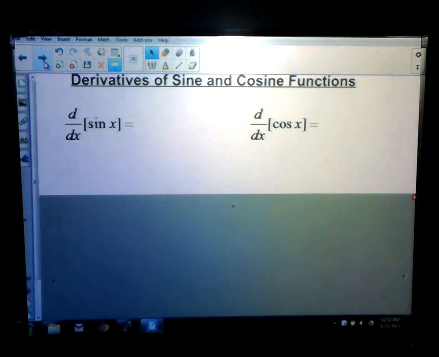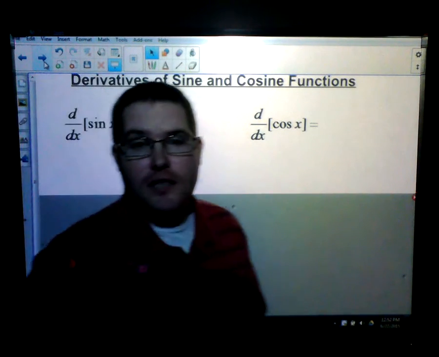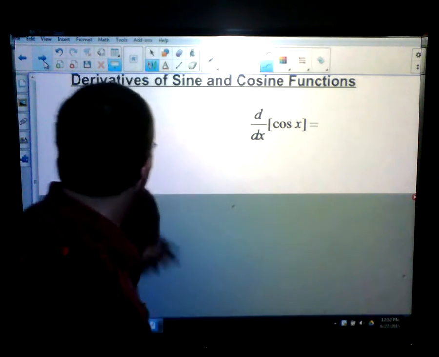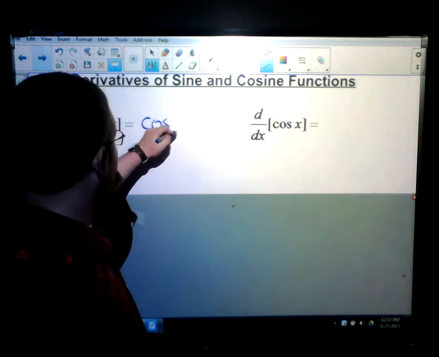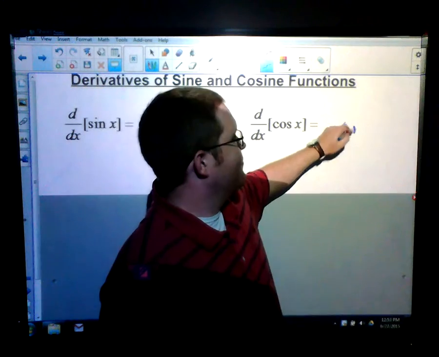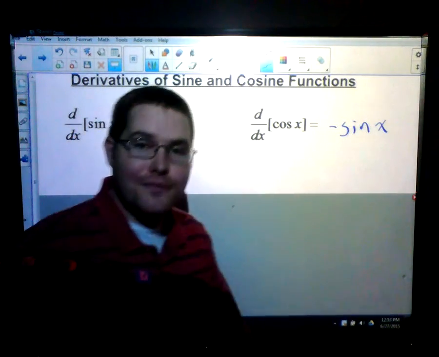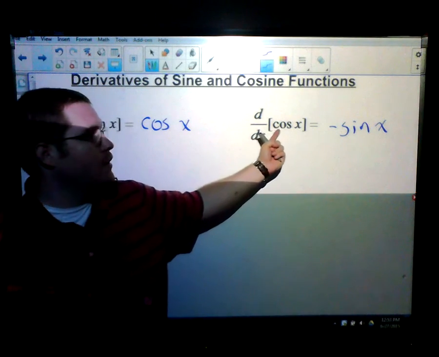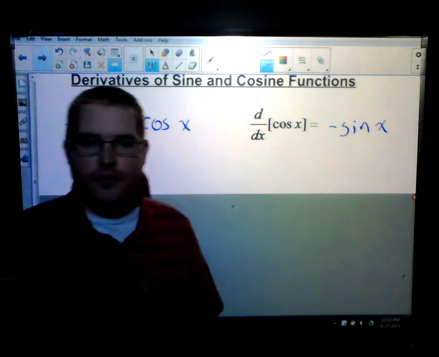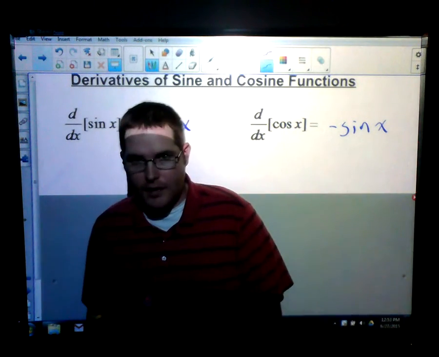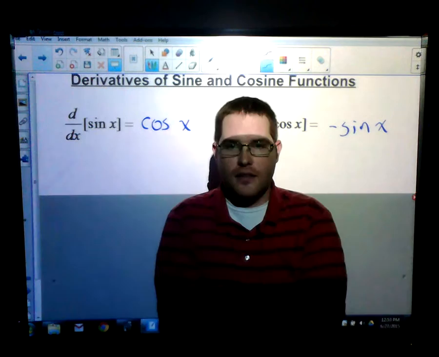Okay, derivatives of the trig functions. This is a really short lesson. There's only 6 trig functions. Derivative of sine is cosine. Derivative of cosine is negative sine. You're going to find as we go through this, all of the co-derivatives are negative. So there's 2 that you have to memorize: the derivative of sine is cosine, and the derivative of cosine is negative sine.